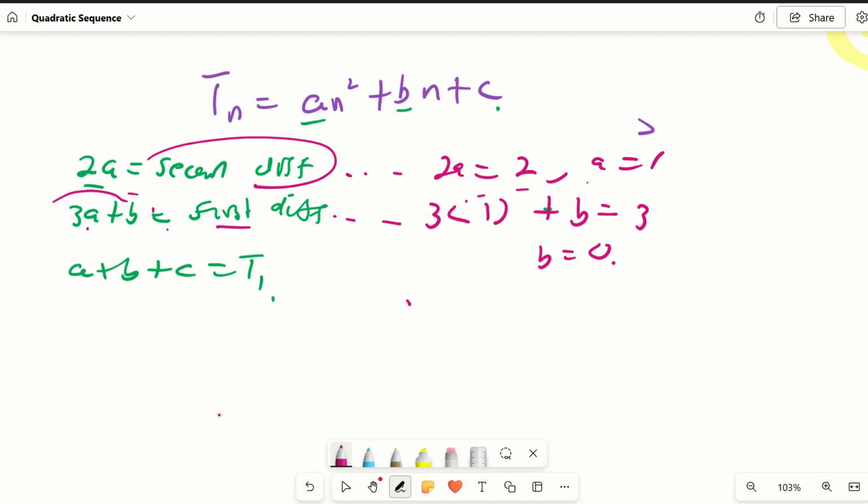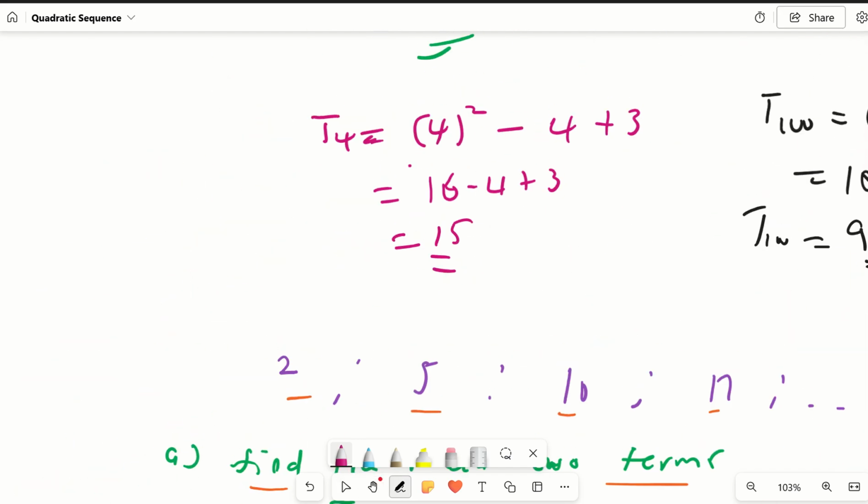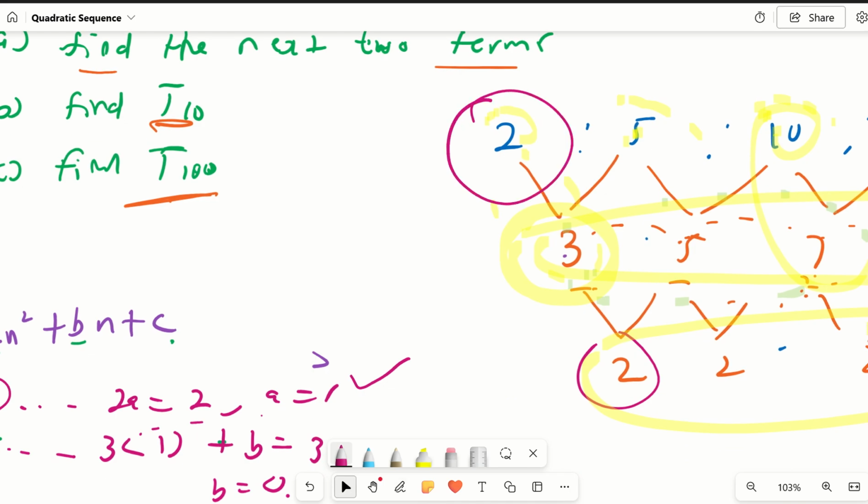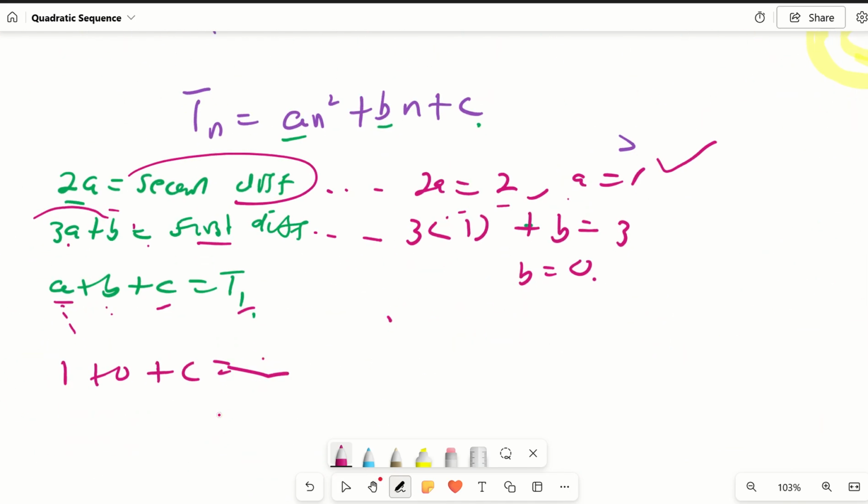So the last one, we're looking for C. We already have A. We substitute. Our A is 1. B is 0. Our C is what we're looking for. T1 represents the first member of the sequence. First member, where is that in the sequence? There. The first member is 2. So we take the 1 to the other side, becomes a negative. So it's going to be 2 minus 1, which is just 1.